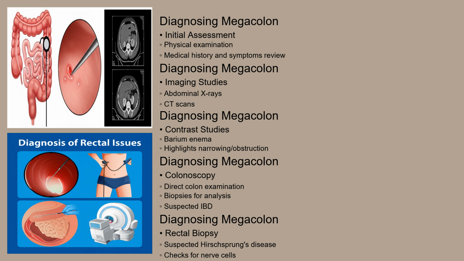In some cases, a colonoscopy, involving a flexible tube with a camera, may be performed to directly examine the colon lining and obtain biopsies for further analysis, especially if inflammatory bowel disease is suspected. For suspected Hirschsprung's disease, a rectal biopsy is often performed to check for the presence of nerve cells.